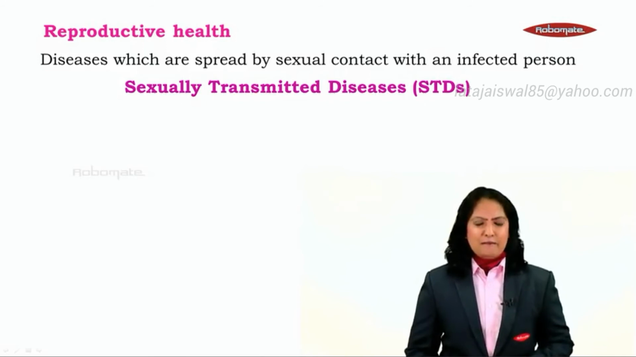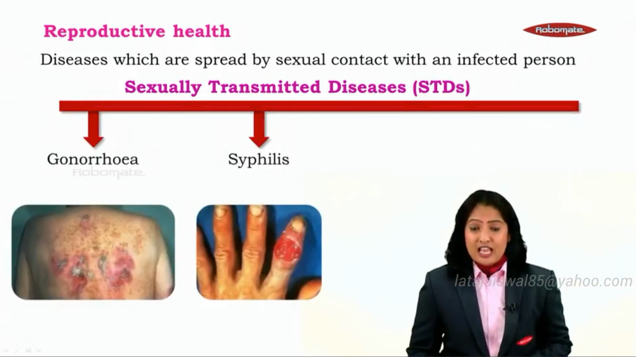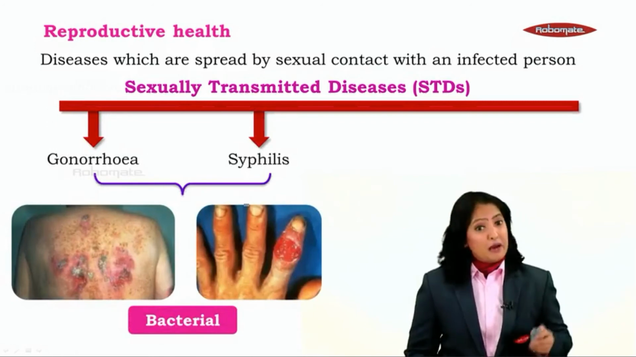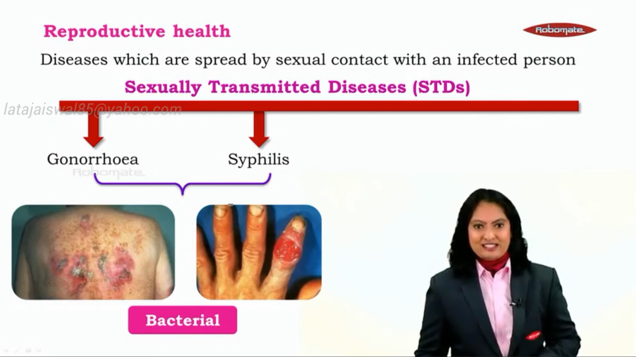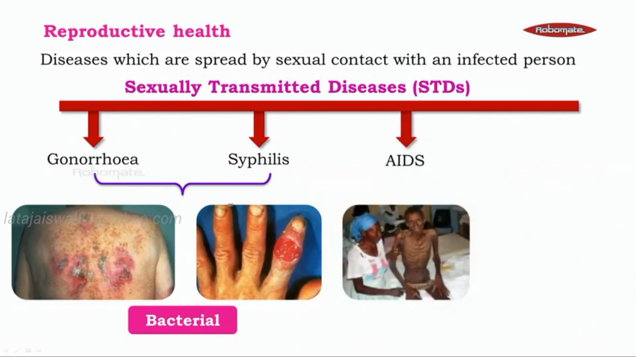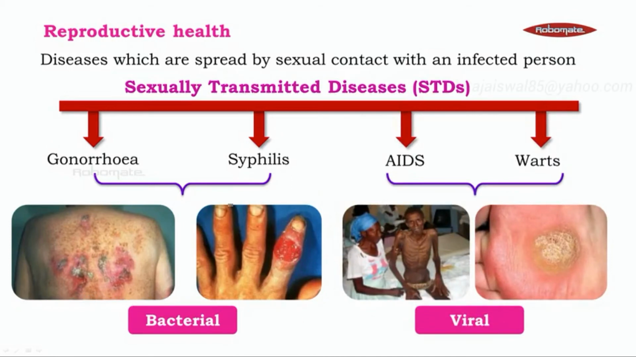Let's look at a few examples. For example, gonorrhea, syphilis. These two are caused by bacteria. So these are bacterial sexually transmitted diseases. Whereas diseases like AIDS or warts, they are caused by viruses. So we call them viral sexually transmitted diseases.